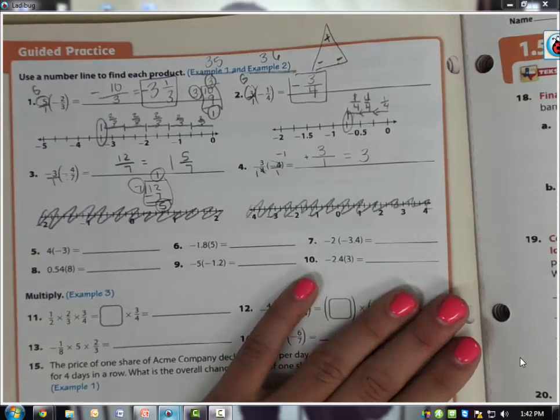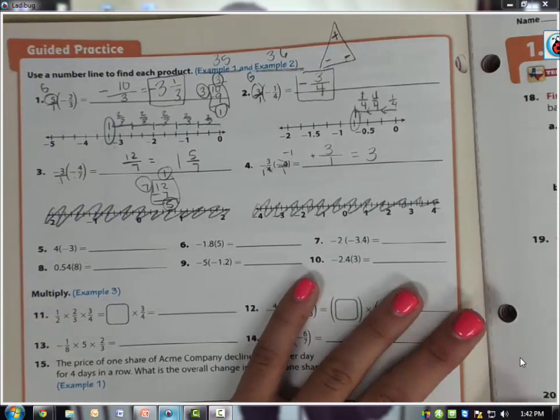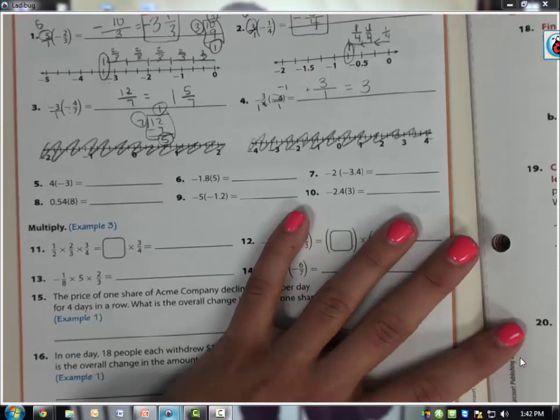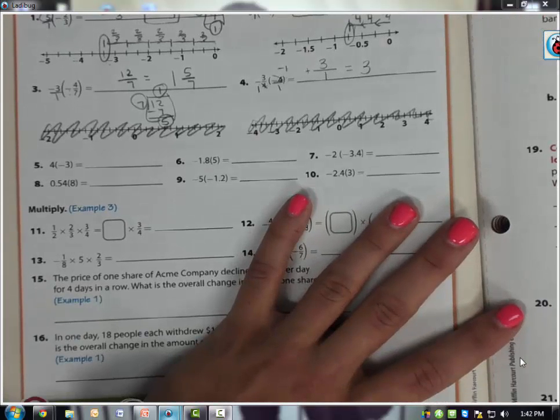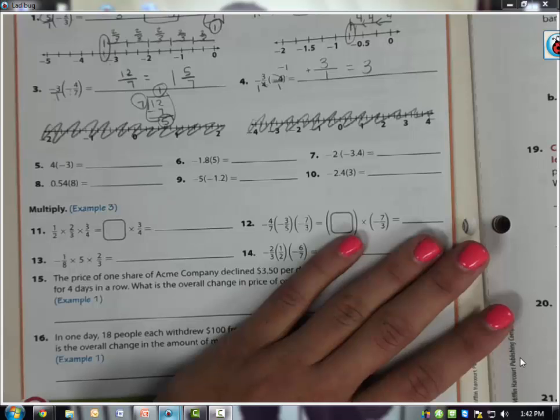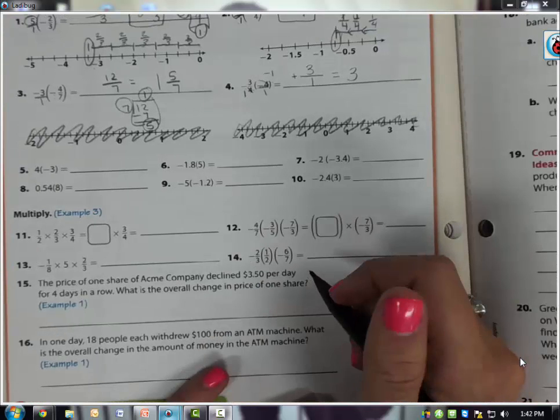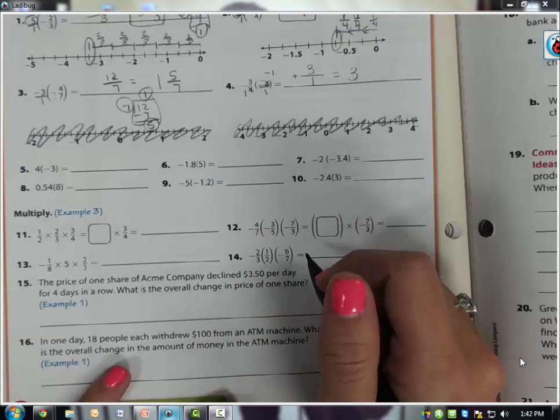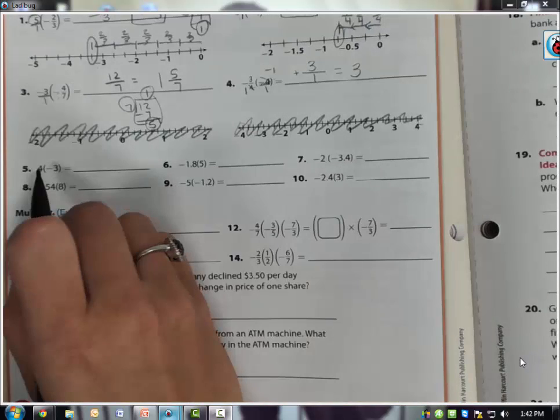Please go back and look at example 1 and 2 if you need to. Alright, I want you to try 5 through 10 on your own. I want you to pause me and try it. When you come back, I'll give you the answers. Alright, so you would have seen the number 5. You should be unpaused now.